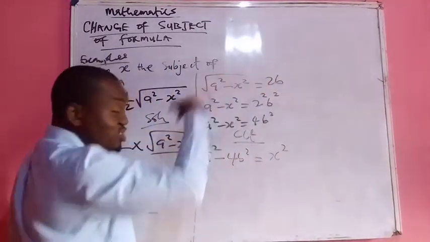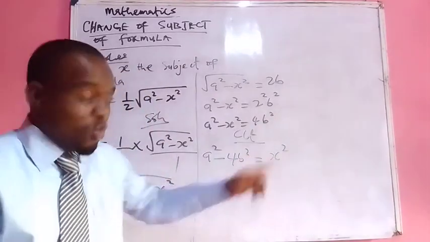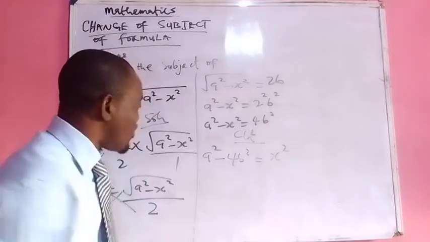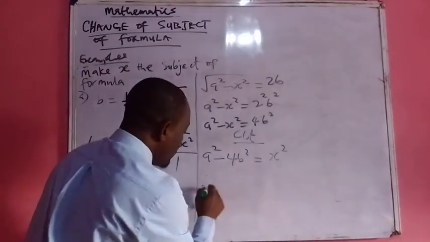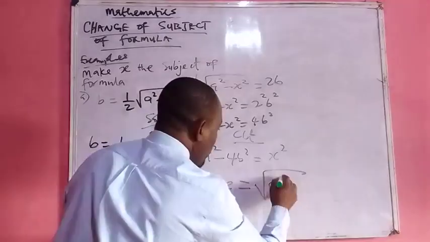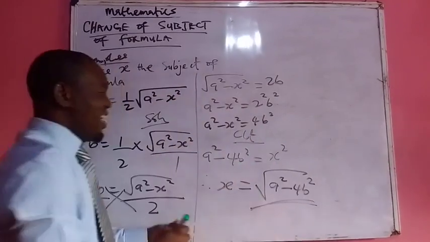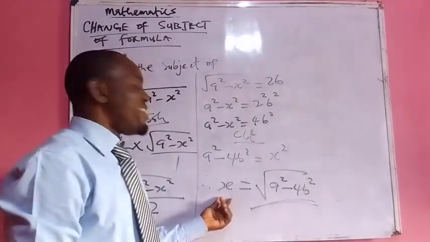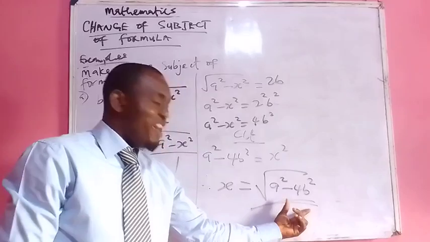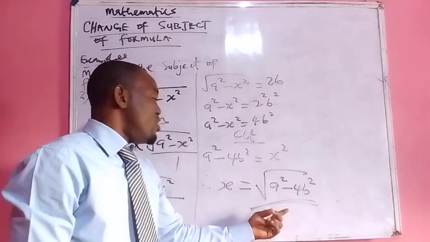So the next thing, I will remove this square. When the square crosses equal to, it will become a square root. Remember, when a square root crosses equal to, it becomes a square. When a square also crosses equal to, it becomes what? A square root, vice versa. You get it now? So then the next, I was saying, therefore, x is equal to what? The square root of a square minus 4b squared. This is the answer. We have succeeded in making x stand. You now see that x is standing alone. It's equating every other parameter. That's what we mean by change of subject of formula.